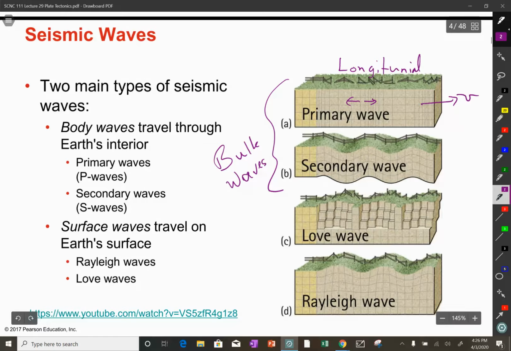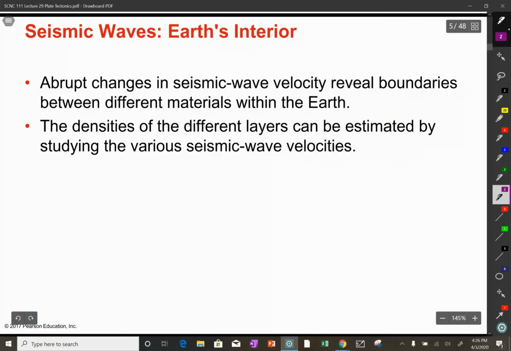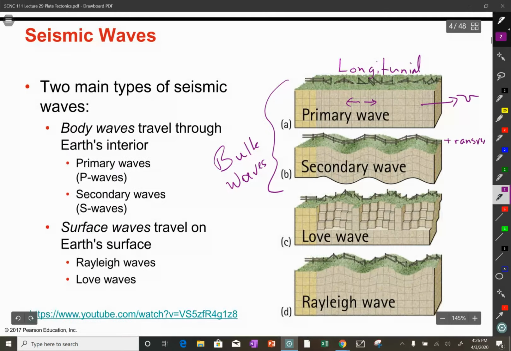The secondary wave is a transverse wave. Transverse meaning that the motion of the earth is perpendicular to the direction that the wave is traveling. Those are the only two types of waves that travel through the bulk of the earth.